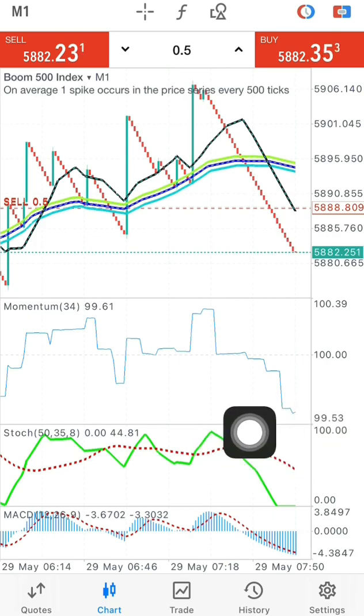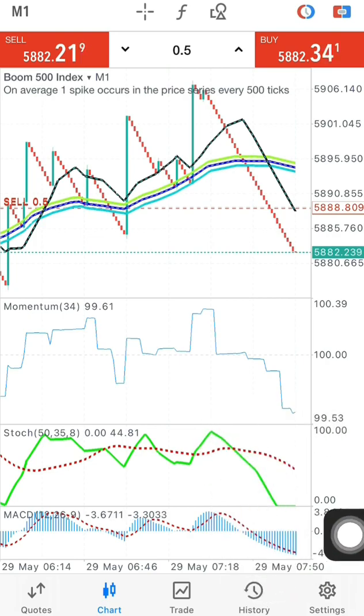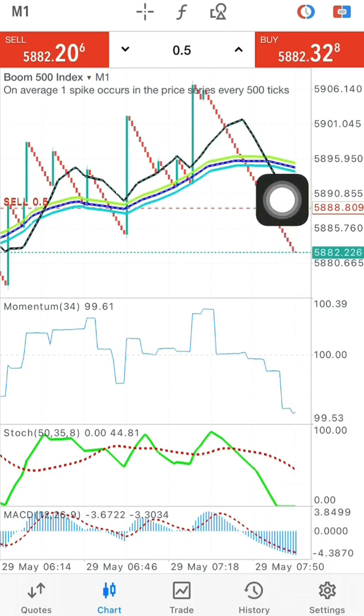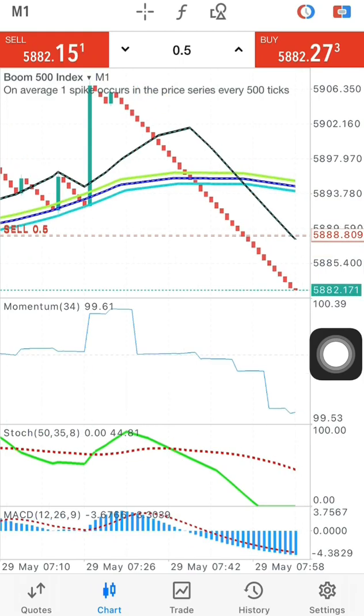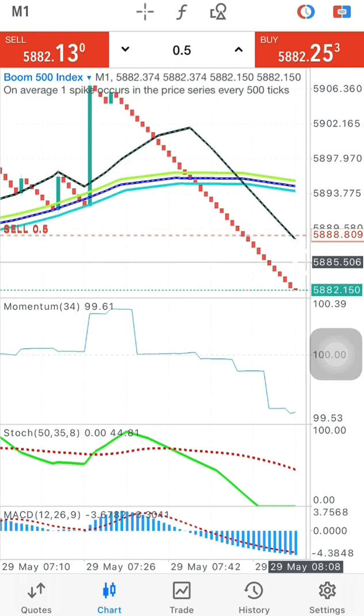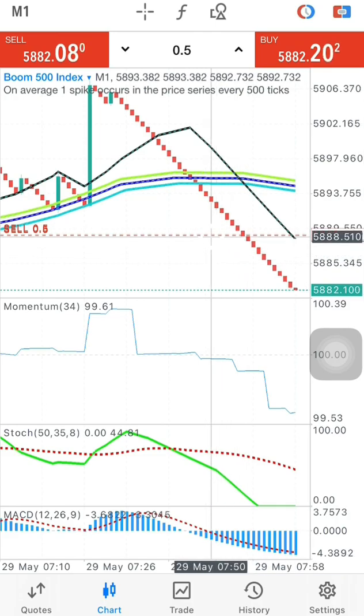As you can see, all the conditions are met. The moving average is above the candles, momentum is below the 100, then the stochastic oscillator, we see the crossover, then the MACD faces down. So that is the condition that we use to enter.